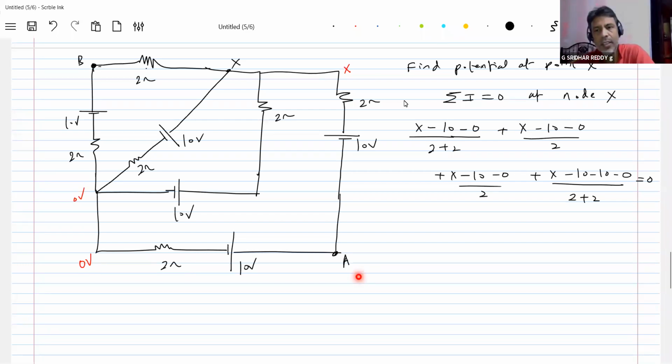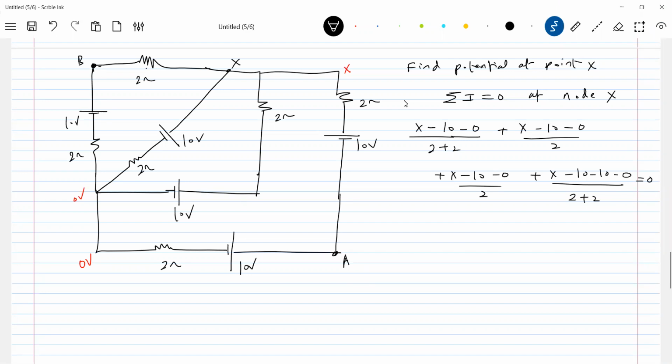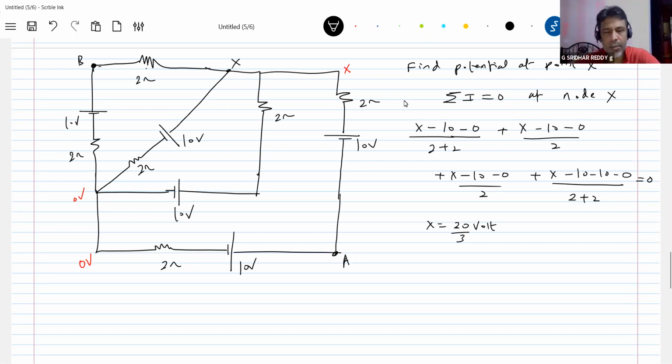Anybody, value of X? 25 by 3, 20 by 3. Okay, now you can calculate the potential. Potential at A and B also can be determined. So we'll get the expression for current. Then with that current, you can find current in all branches. Then you can calculate potential at A and B. I think the problem has become very simple. After getting X, then you can find out other things.